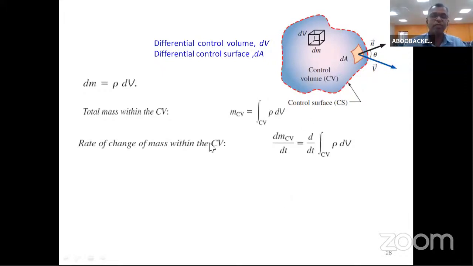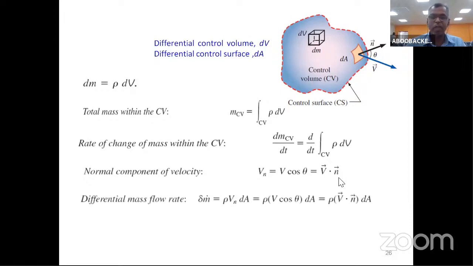So here, to get this, we consider a small dm, then the mass within the system is rho dV integrated, then the rate of change within the system is d by dt of this. The normal component of velocity Vn is V dot n, it's V cos theta. So the differential mass flow out or in over the entire volume is there.